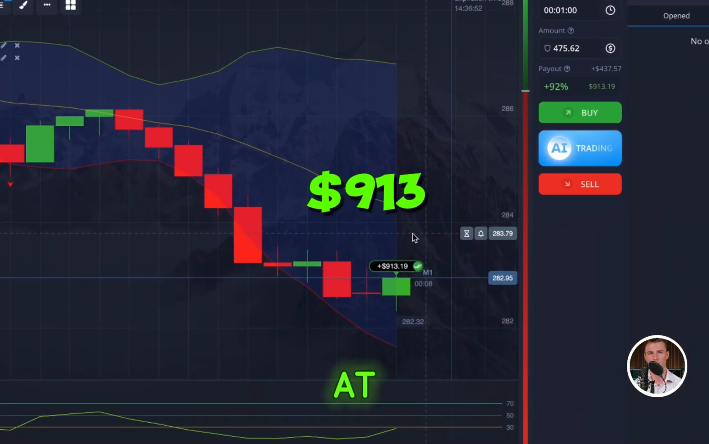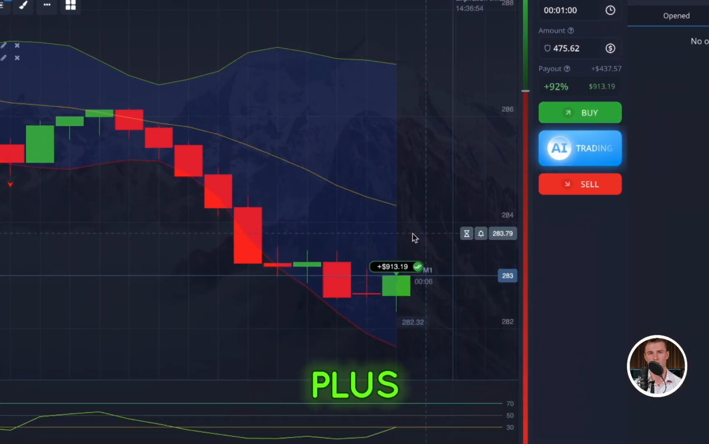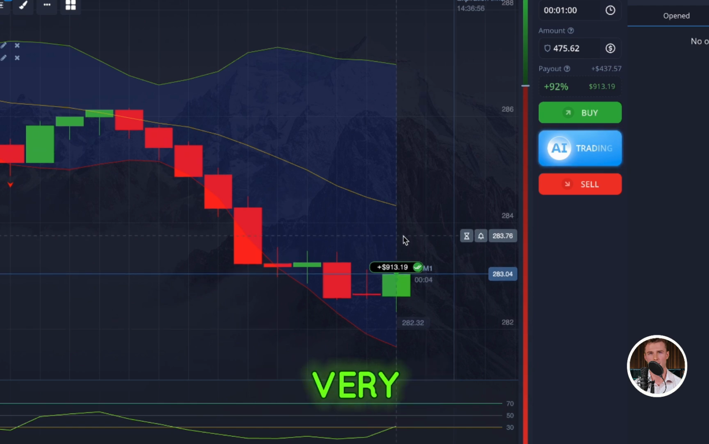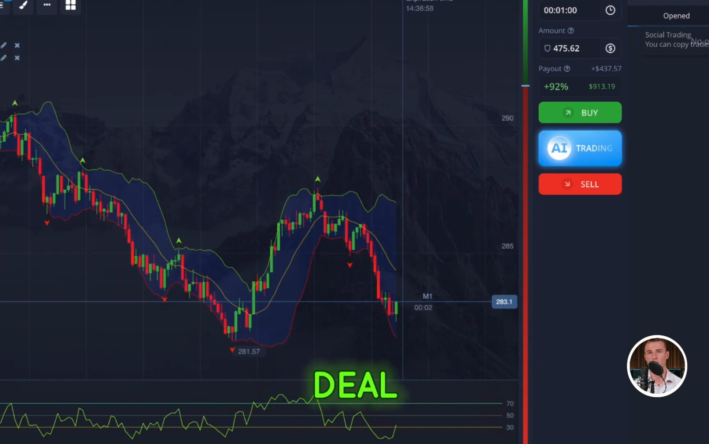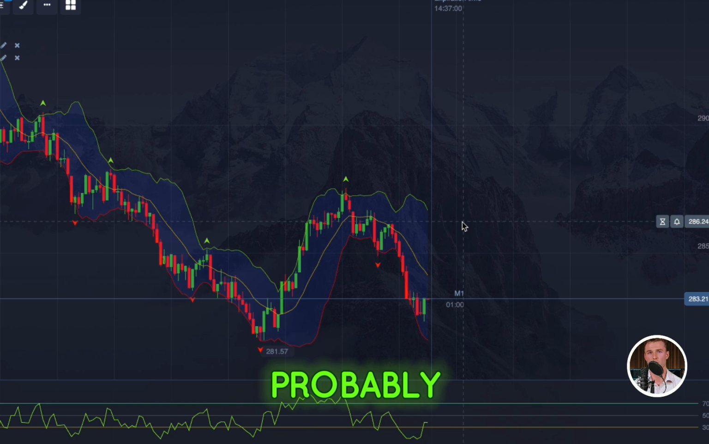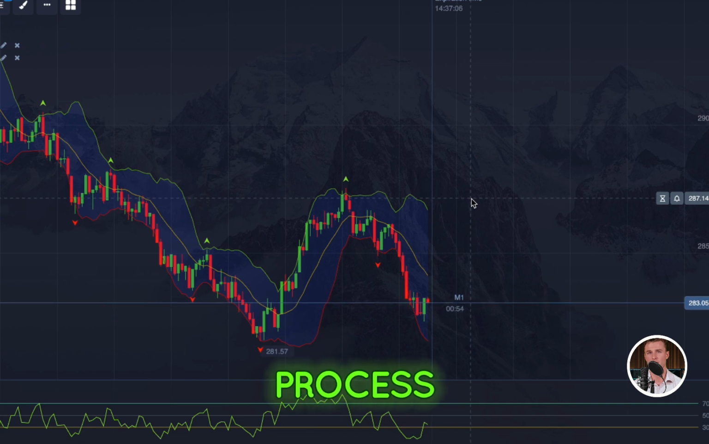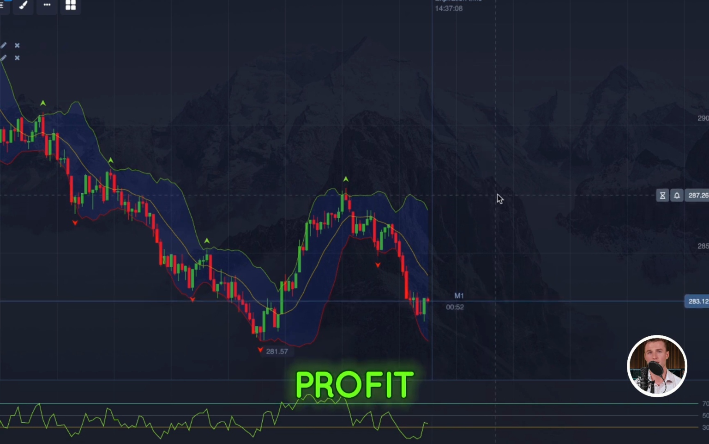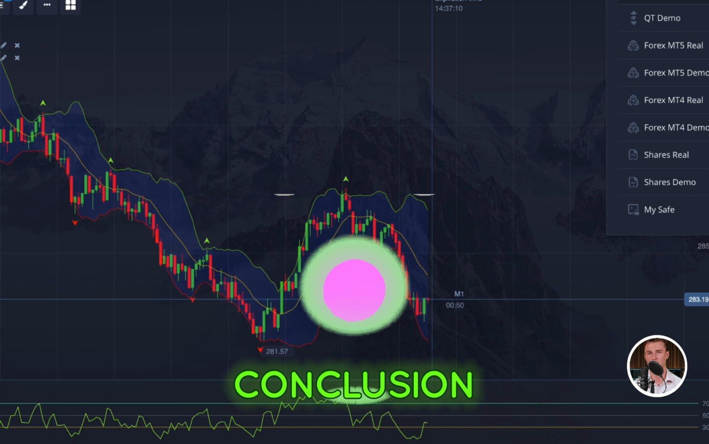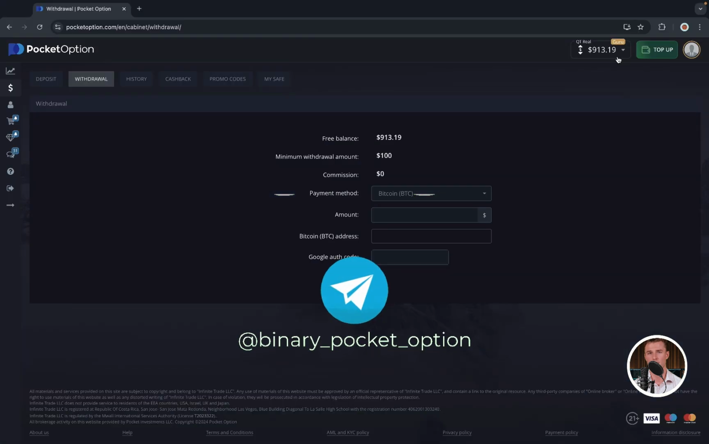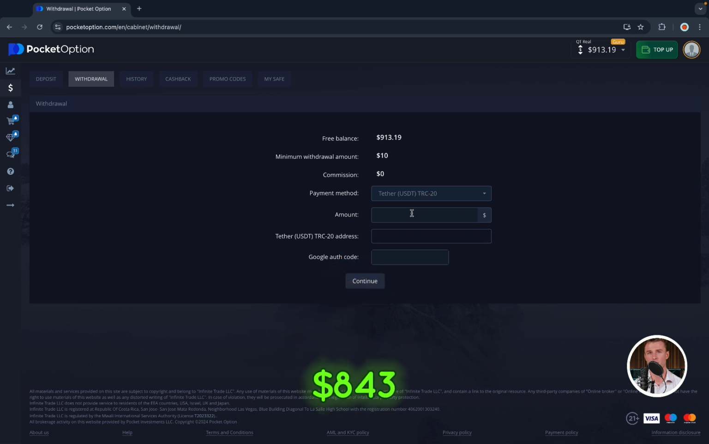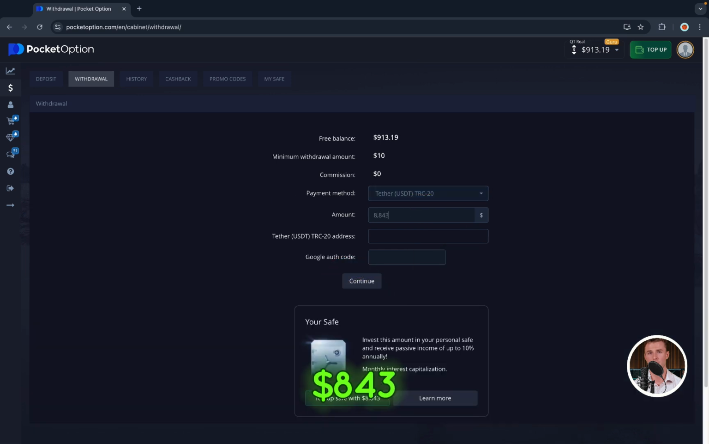And the position in the last seconds closes in plus perfectly. A very tense moment, very tense deal. Let's probably on this result, 100%, finish today's trading process. We will fix the profit and go to the conclusion. The sum of today's profit will be $843.